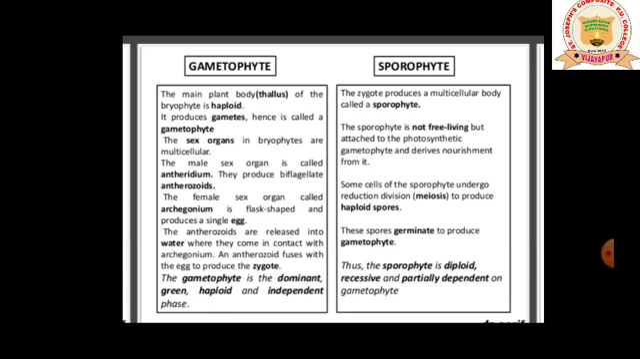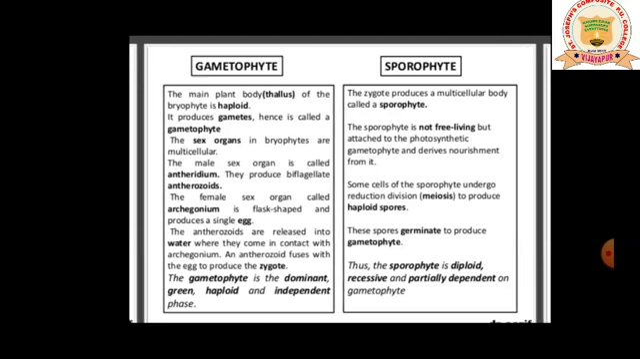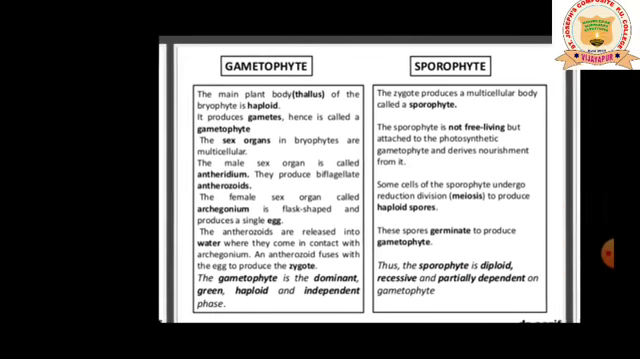So we call it the dominant haploid independent phase. Here the sporophyte is diploid but it is recessive. It is not going to show its character clearly. Okay, partially it is going to show. I hope it is clear to you. Very important, my dear students.